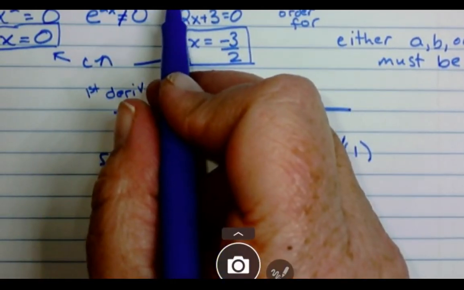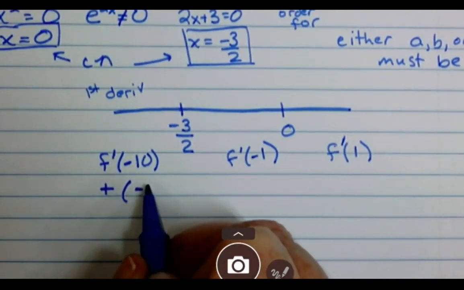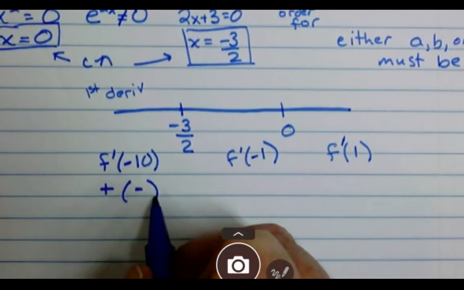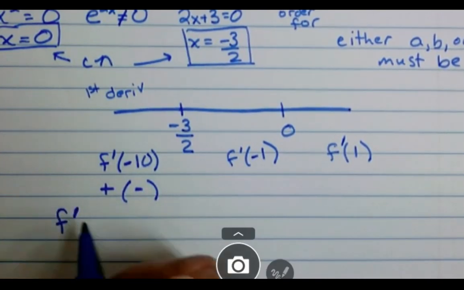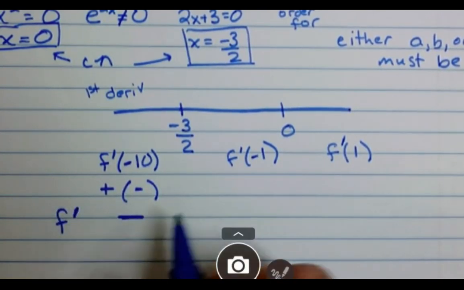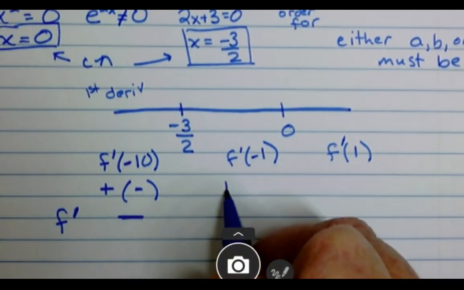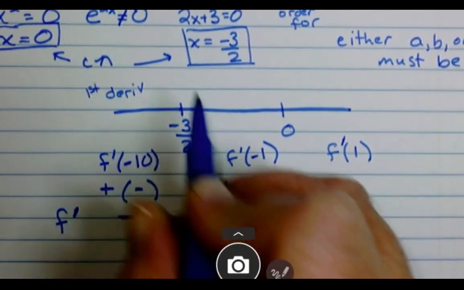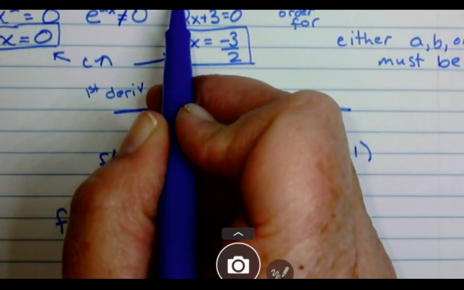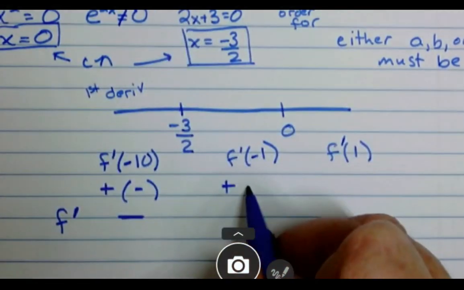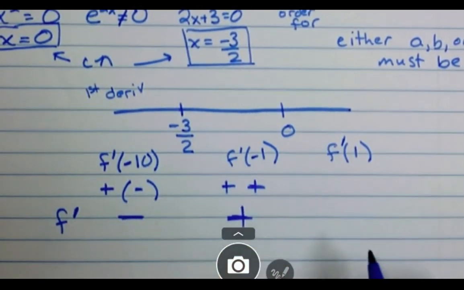If I plug in a -10 here, I would have -20 plus 3. That's going to be a negative. So that means on this interval, f prime is negative. Let's plug in a -1. So again, the outside is going to stay positive, right? This can't be negative. And then if I plug in a -1 here, I get -2 plus 3. That's a positive. So that means on this interval, f prime is positive.